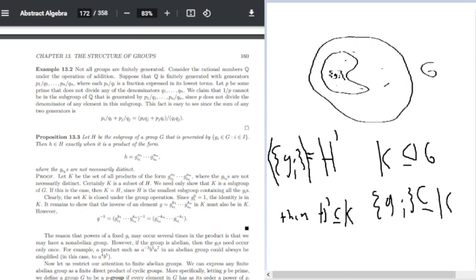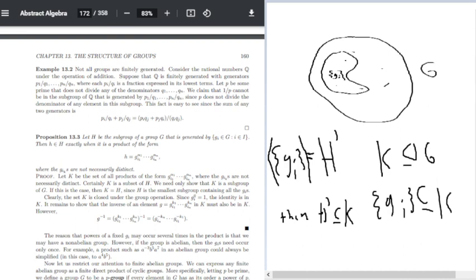Let p be some prime that does not divide any of the denominators q1 to qn. We claim that 1/p cannot be in the subgroup of Q that is generated by p1/q1 all the way to pn/qn, since p does not divide the denominator of any element in this subgroup.